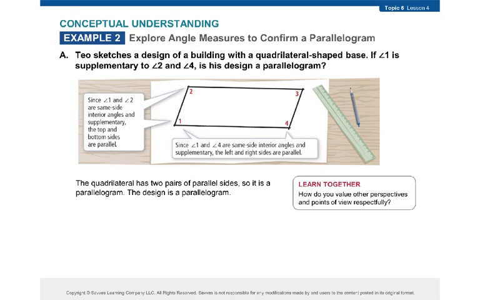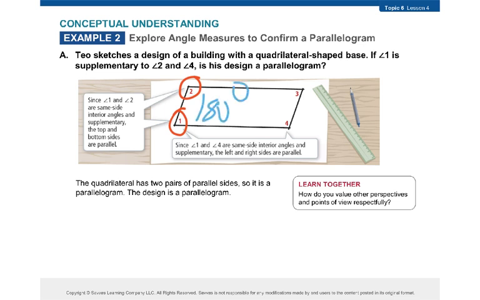We have here another example, example 2, explore angle measures to confirm a parallelogram. Theo sketches a design of a building with a quadrilateral-shaped base. If angle 1 is supplementary to angle 2 and angle 4, is his design a parallelogram? So remember the consecutive angles. Angle 1 and angle 2 are consecutive angles, and we call them as well same side interior angles, or supplementary, which adds up to 180 degrees.